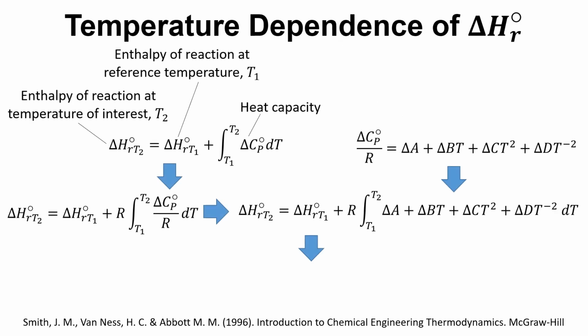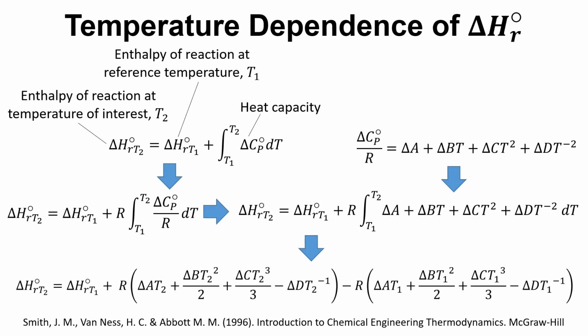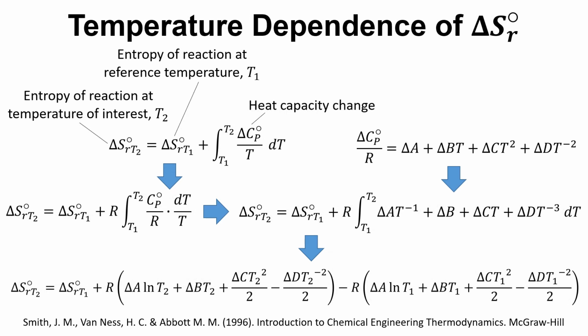So the temperature dependence of delta H of reaction is given by the equation shown here, and we get an overall equation when we do the integration shown at the bottom of the screen here. Now we've been through this in a bit more detail in a previous video, so I'll link to that in the description below. Same thing for delta S of reaction. We can go through the steps and the stages and come up with an equation that gives us the temperature dependence for the entropy of reaction.